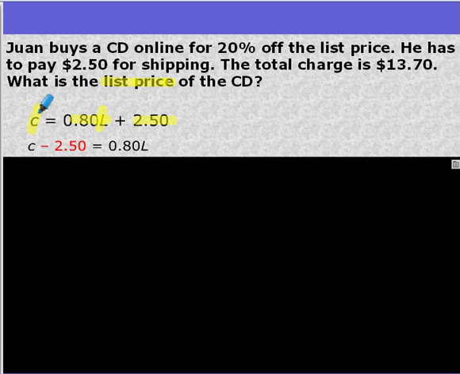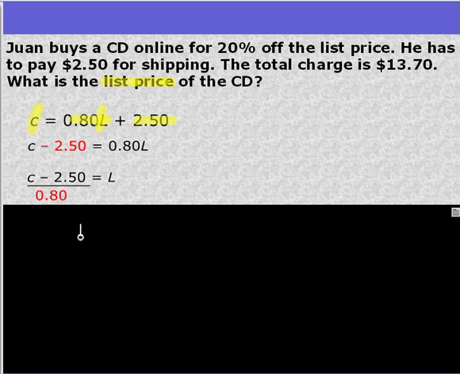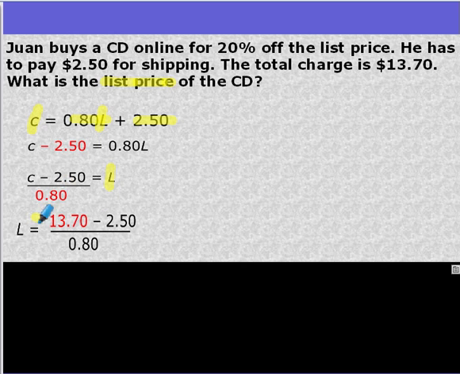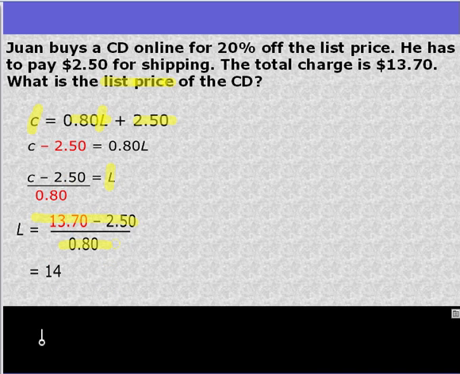Subtract 2.50, then we're going to divide by 0.80, and our list price is going to be the cost minus 2.50 divided by 0.80. And then now they plug the 13.70 in for cost, and we see this is what our list price would be, which is $14. So inverses are useful, even though we don't really think of them as inverses. We don't know that we're actually using them, but we often do work backwards to figure out what the original value of something is. All right, so that is the last slide.